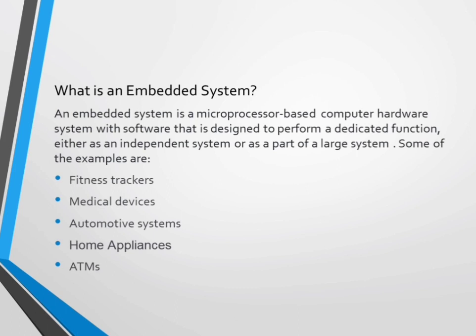An embedded system is a microprocessor-based computer hardware system with software that is designed to perform a dedicated function, either as an independent system or as a part of a larger system. Some examples of embedded systems are fitness trackers, medical devices, automotive systems, home appliances, ATMs, etc.